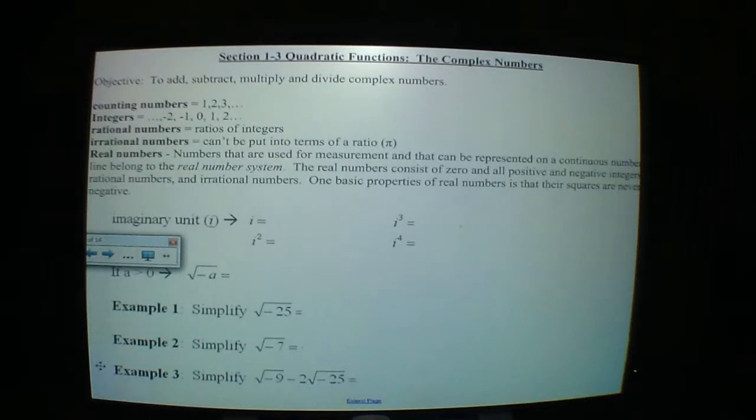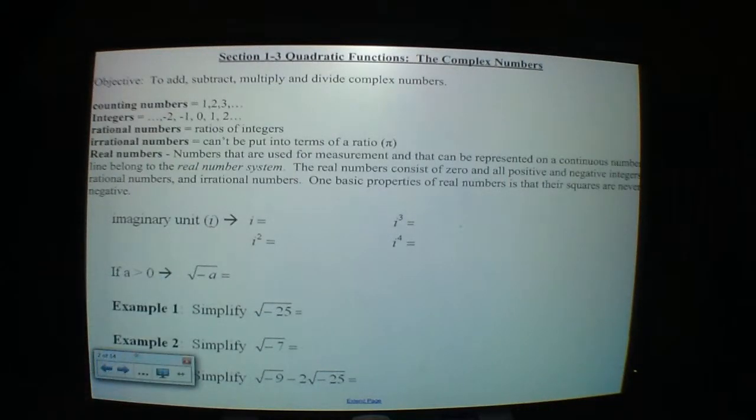Section 3, quadratic functions and the complex numbers. Counting numbers would be 1, 2, 3, 4, and so forth. Integers are -1, -2, 0, 1, 2, 3. Rational numbers would be ratios of integers. Irrational numbers you cannot put into terms of a ratio. So pi would be irrational.